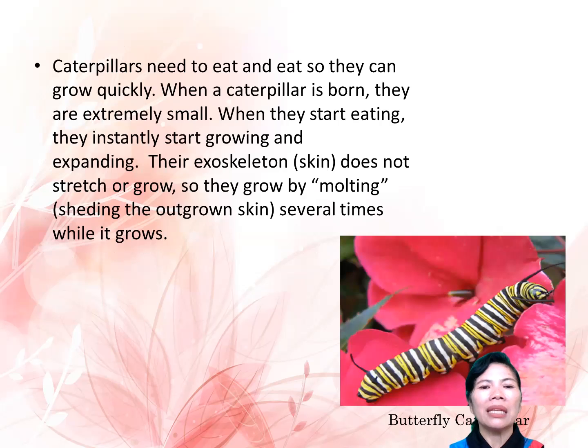Caterpillars need to eat and eat so they can grow quickly. When a caterpillar is born, it is extremely small. When they start eating, they instantly start growing and expanding. Their exoskeleton or skin does not stretch or grow, so they grow by molting, or shedding the outgrown skin, several times while they grow.